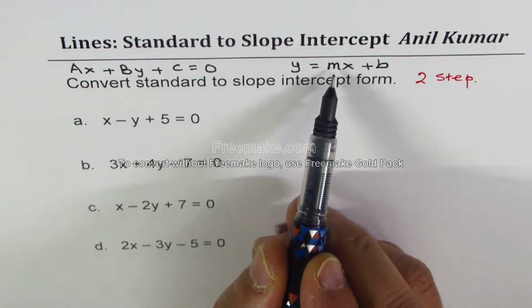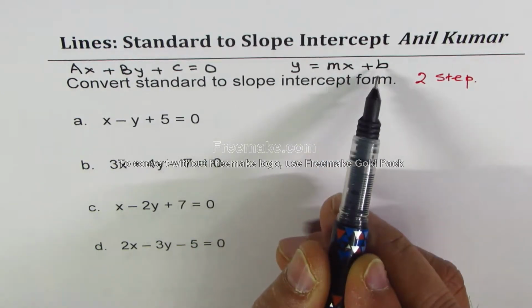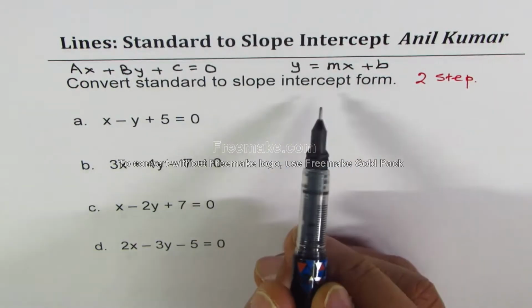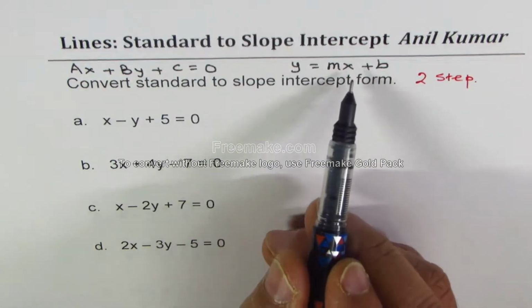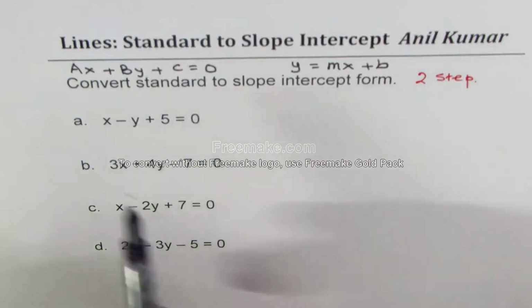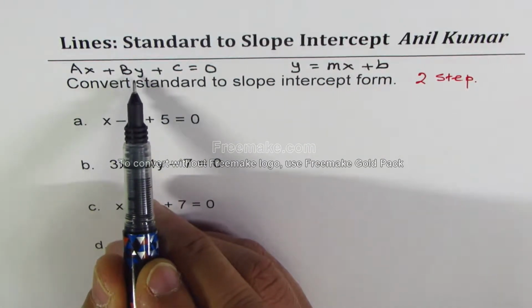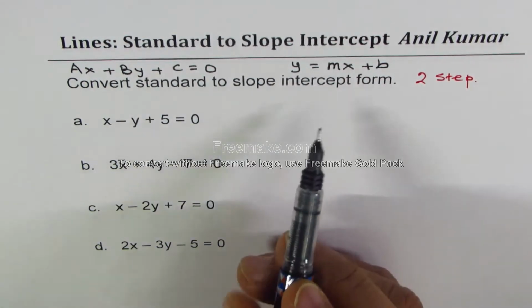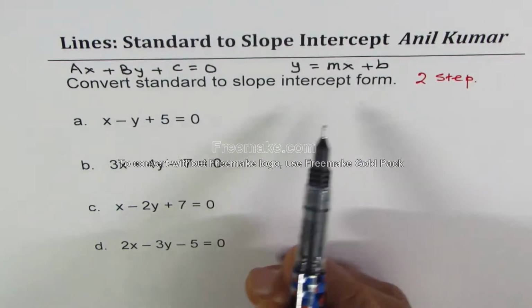We can easily read slope m and y-intercept b from slope-intercept form, and slope-intercept form is also used for sketching graphs of lines. Knowing y-intercept and slope, we can easily sketch the graph of a line. Well, of course, by finding the intercepts, we can sketch the graph of the line from standard form, correct? Here we will concentrate on how to convert standard form to slope-intercept form.